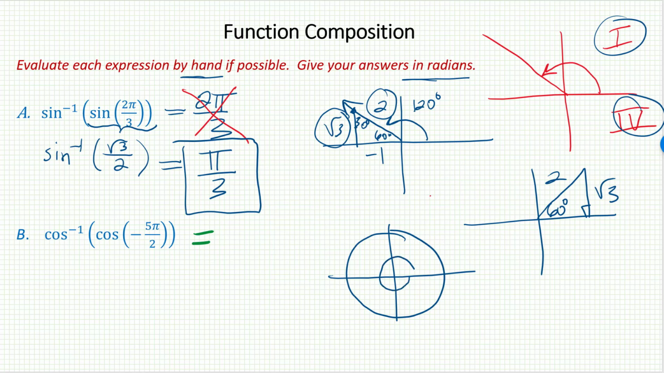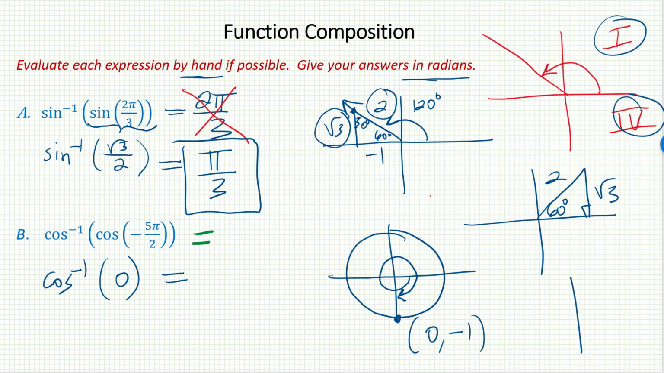Let's see, here would be negative 2 pi, and then another half of pi would take me to here. Here's the spot on the unit circle we're talking about. This is the point 0, comma, negative 1. The cosine function on the unit circle returns to me the x coordinate. So that would be 0. Well, then I can go on to find cosine inverse of 0. I'll need a fresh picture.